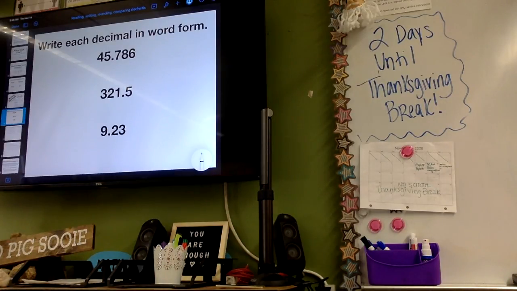The first one says 45 and 786 thousandths. I remember from my last slide, the first thing it told me to do was write my whole number, and my whole number is 45. So I'm going to write 45. Okay, that's supposed to be a dash. 45. So there's my whole number.